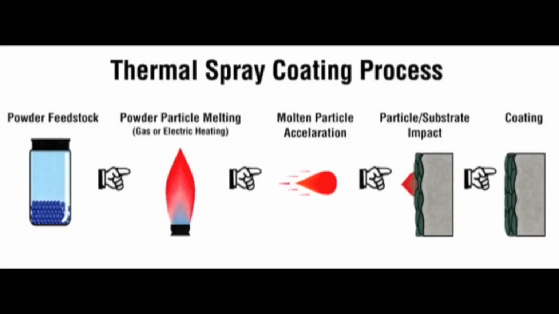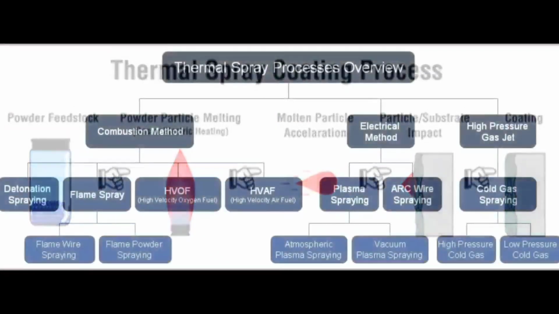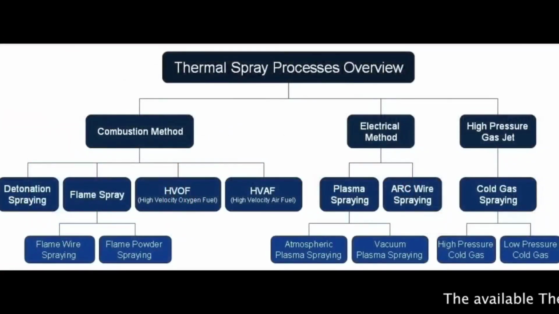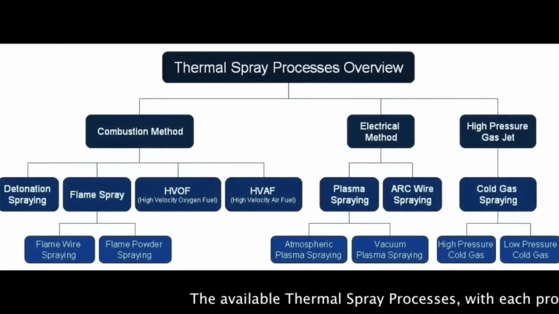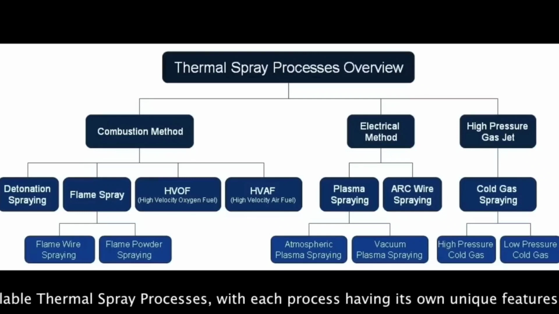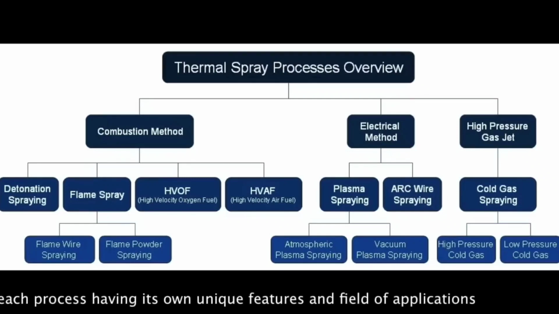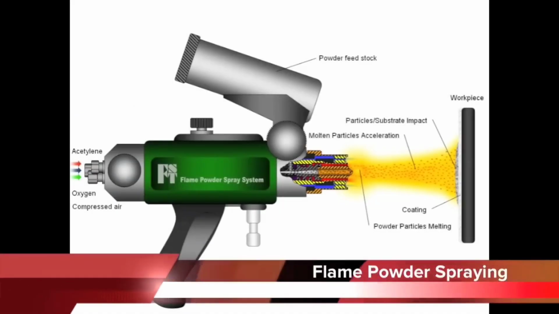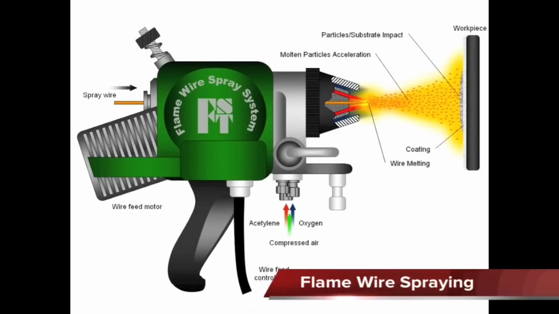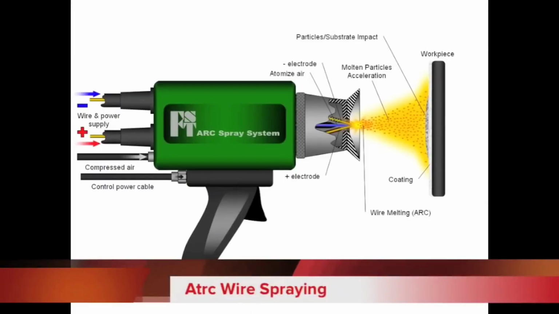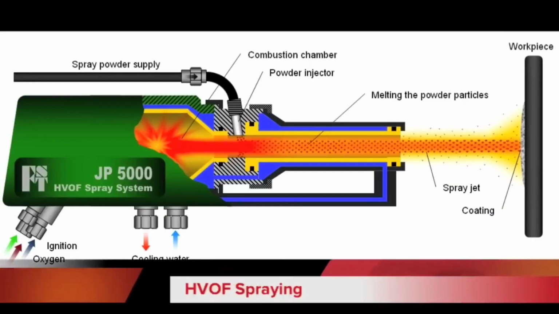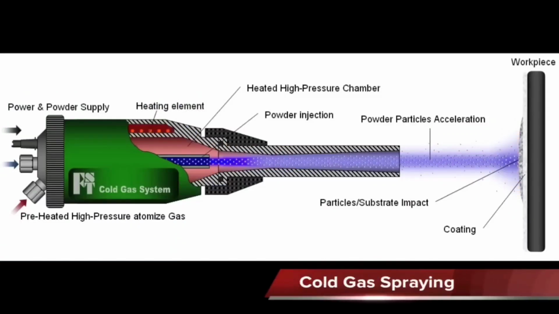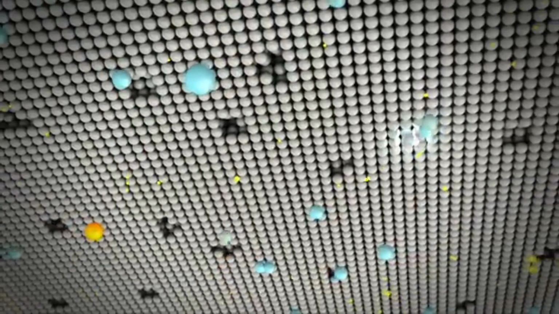This is the synthesis for the thermal spray coating process. And we have the overview for thermal spray processes, which is categorized into three. We have the combustion method, electrical method, and high pressure gas jet. Finally, we have here the schematic diagrams of the different methods of thermal spraying, which is thick film coatings by melting solidification.